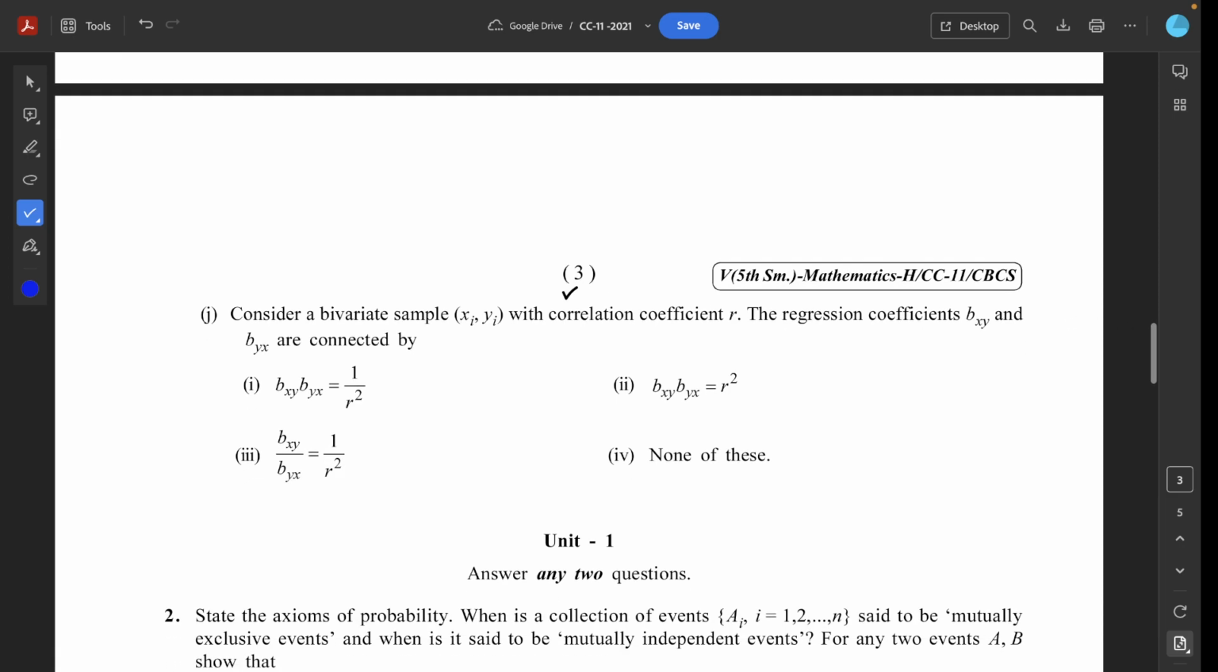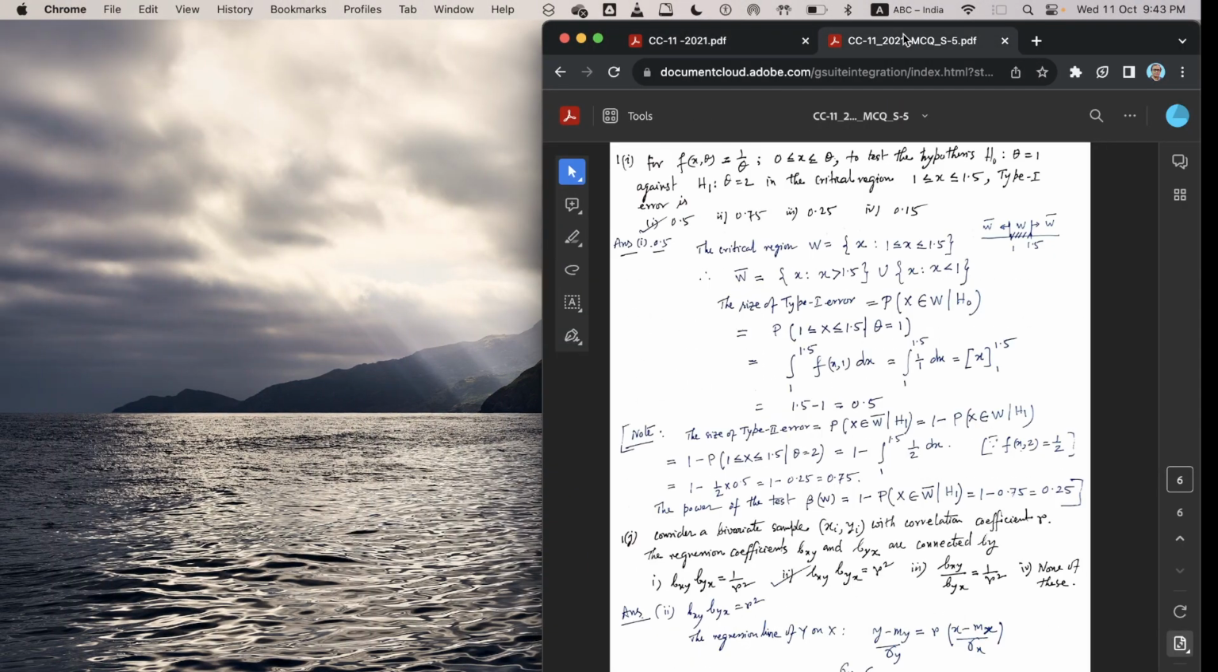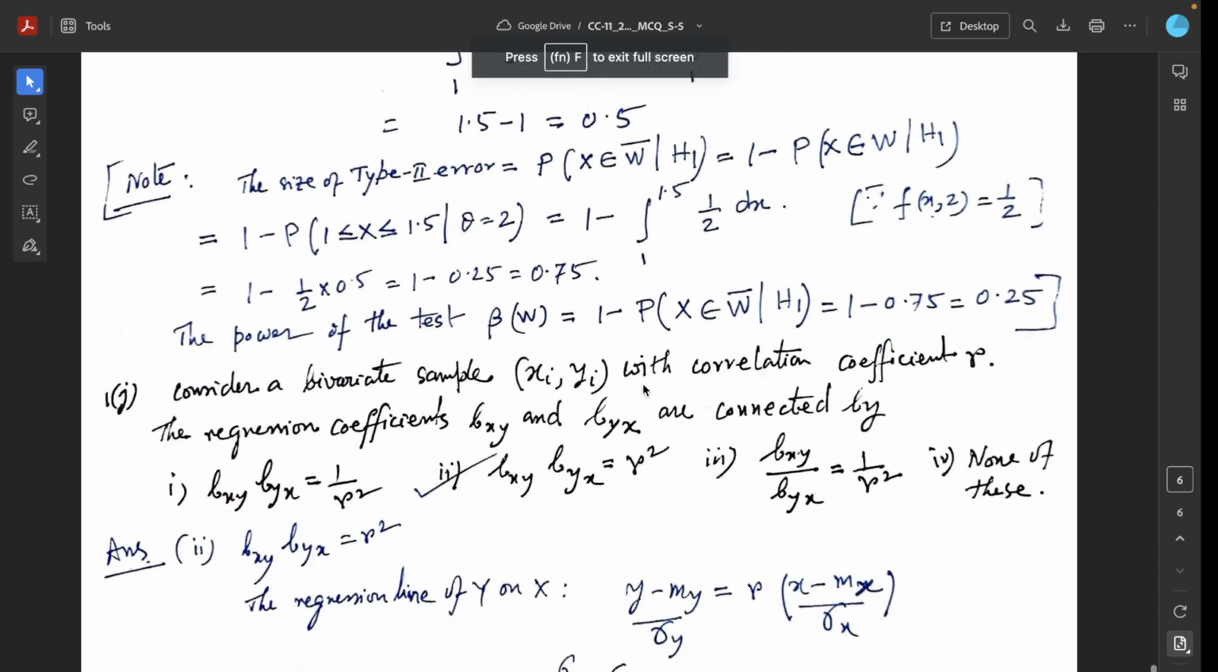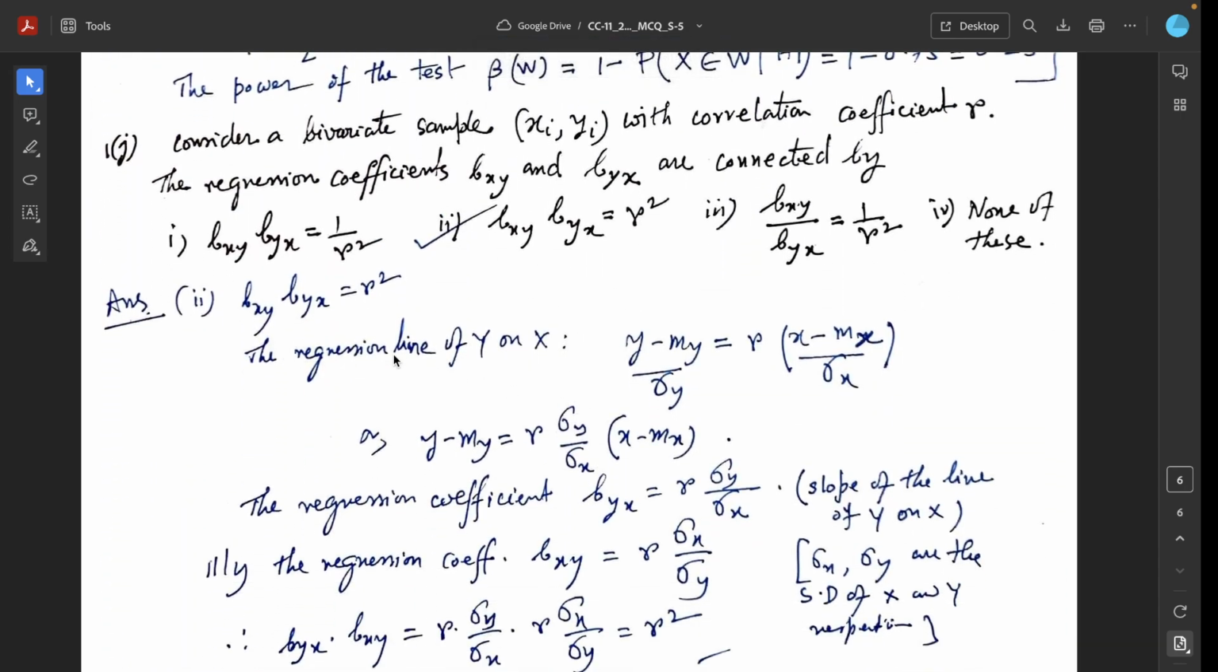Next question. Consider a bivariate sample (xi, yi) with correlation coefficient r. The regression coefficients bxy and byx are connected by this. The correct option is 2. Because we know that the regression line of y on x is y minus my, the mean of y, by sigma y, the standard deviation of y, equal to r into x minus mx by sigma x. This is the regression line of y on x. So we can write y minus my equals r sigma y by sigma x into x minus mx. And the regression coefficient byx equals r into sigma y by sigma x. That is the slope of the line of y on x.